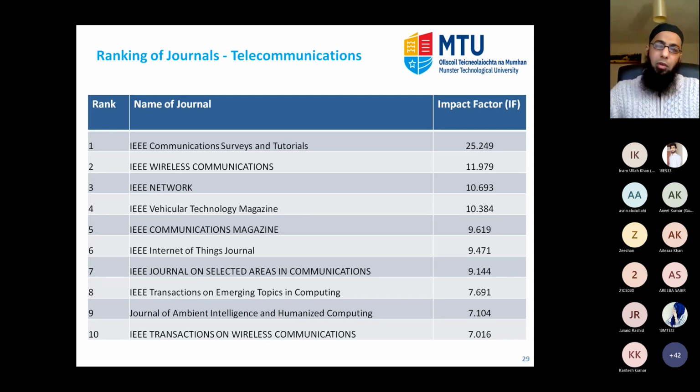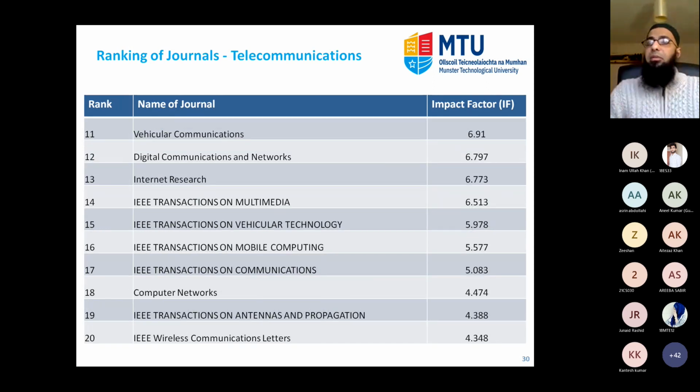Then we have IEEE Vehicular Technology Magazine, Communications Magazine, Internet of Things Journal. Then we have JSAC, IEEE Journal on Selected Areas in Communications. And there are other journals as well. So these are the top 20 journals within the telecommunication domain.